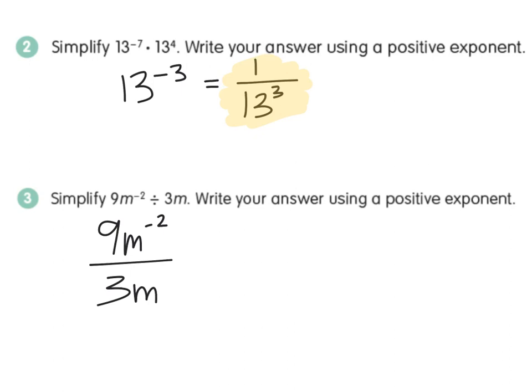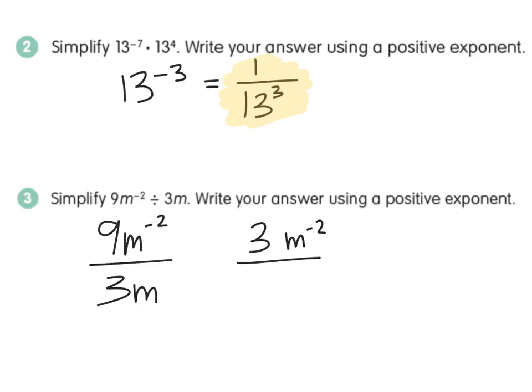It's more helpful for me when I'm trying to figure out how to simplify exponents if I write them in this form. So that's why I usually rewrite it like this. To start with, I'm going to do 9 divided by 3, which equals 3. So there's going to be a 3 on the top of this fraction here. And then I'm going to do the m part separately.